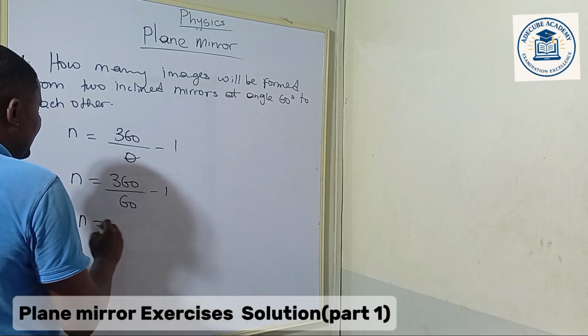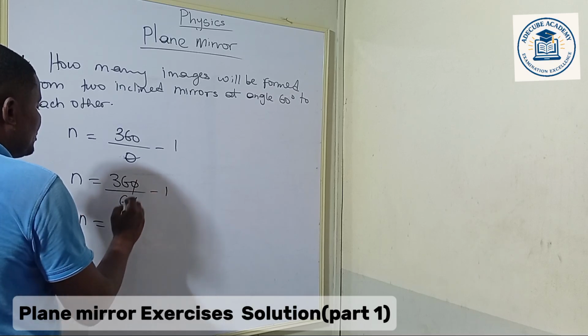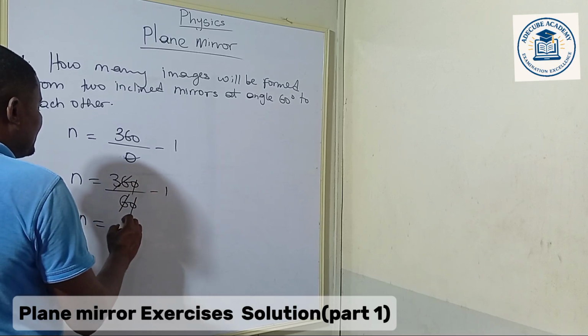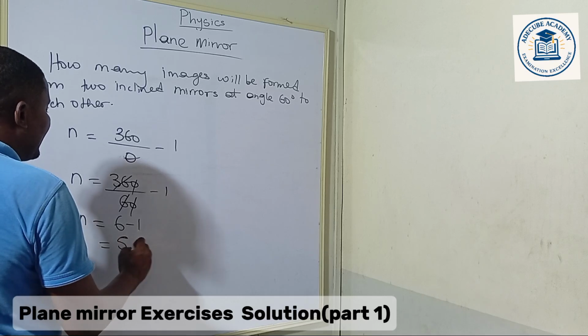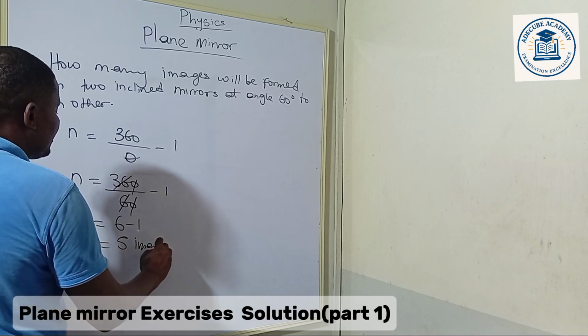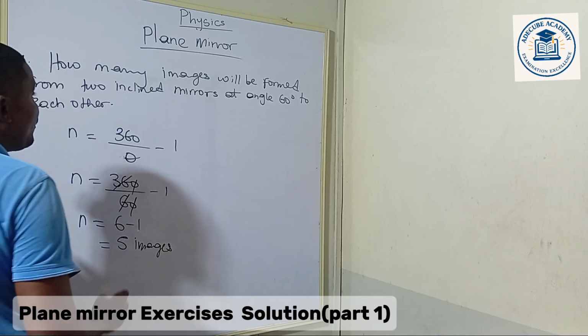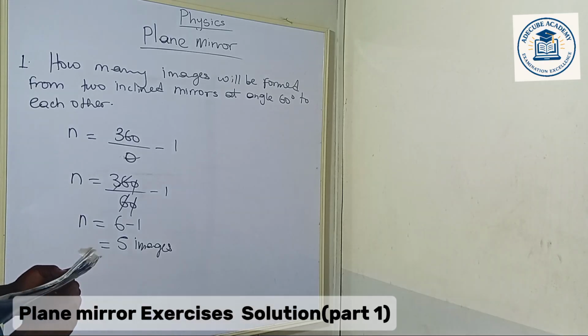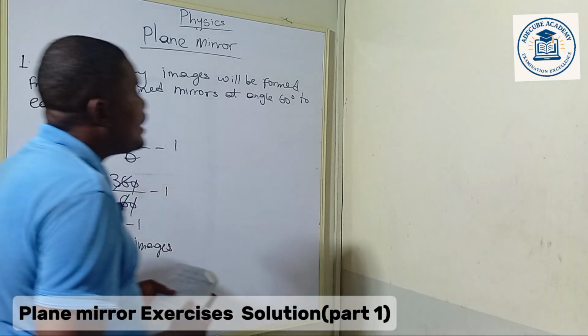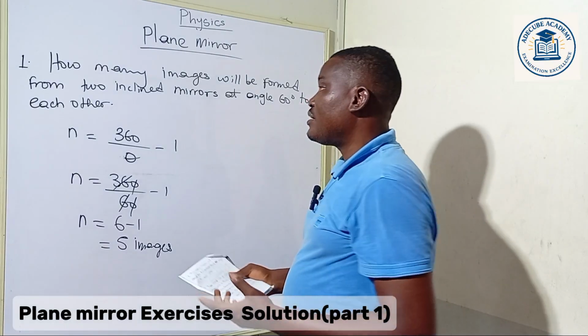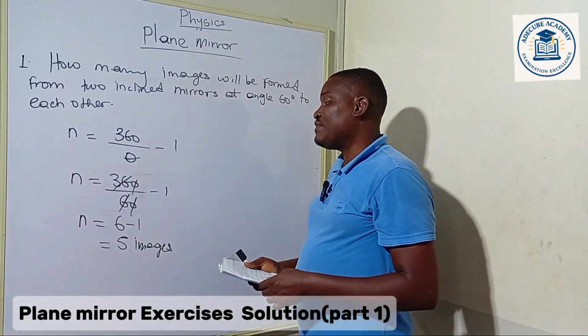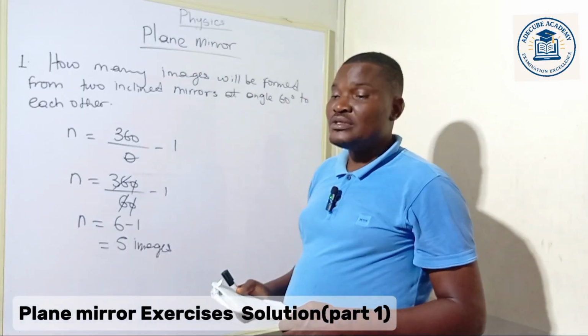So we have n equals, 360 over 60 is 6. So we have 6 minus 1. That means we have 5 images. So 5 images will be formed by two inclined mirrors at an angle of 60 degrees to each other. 5 images will be formed.